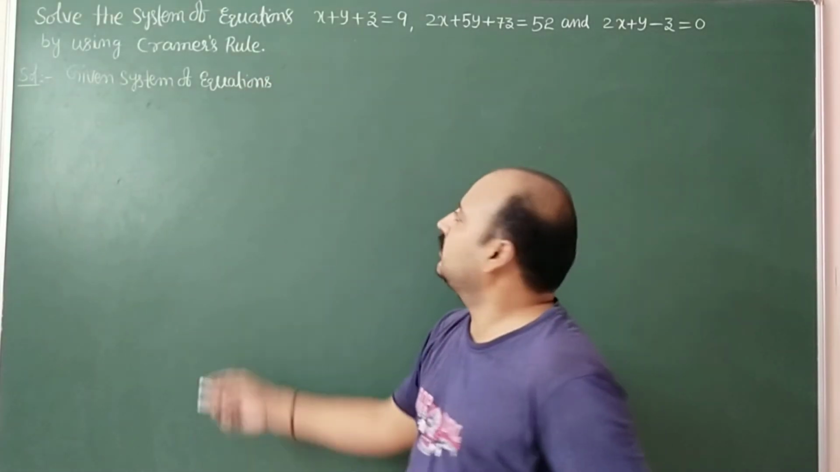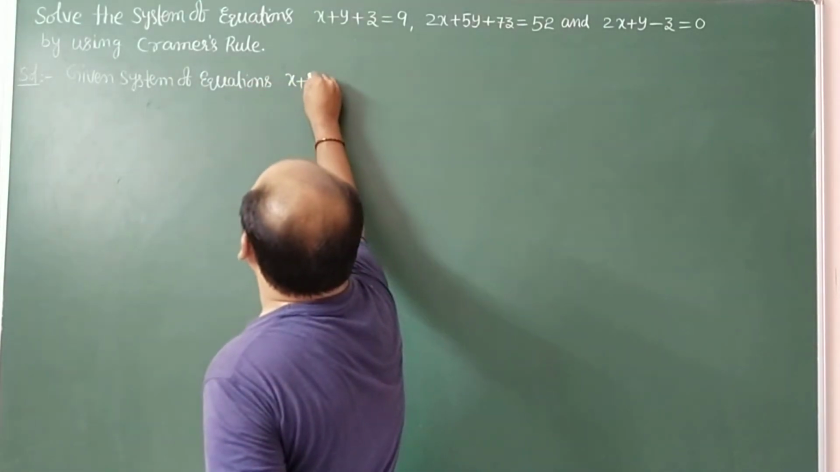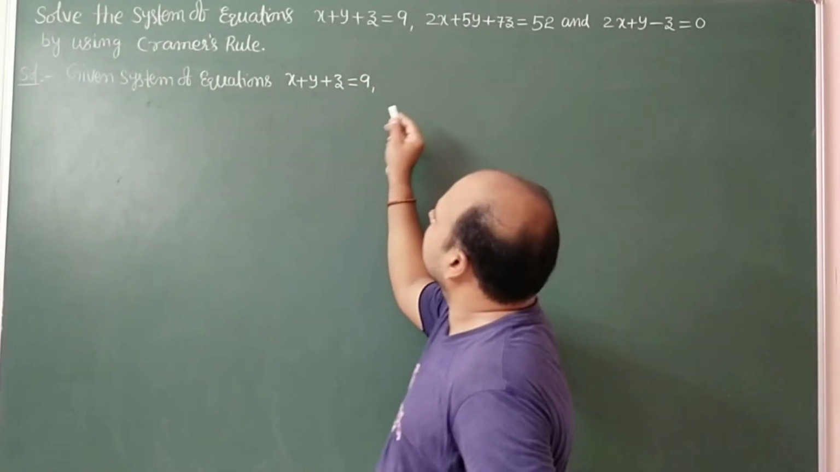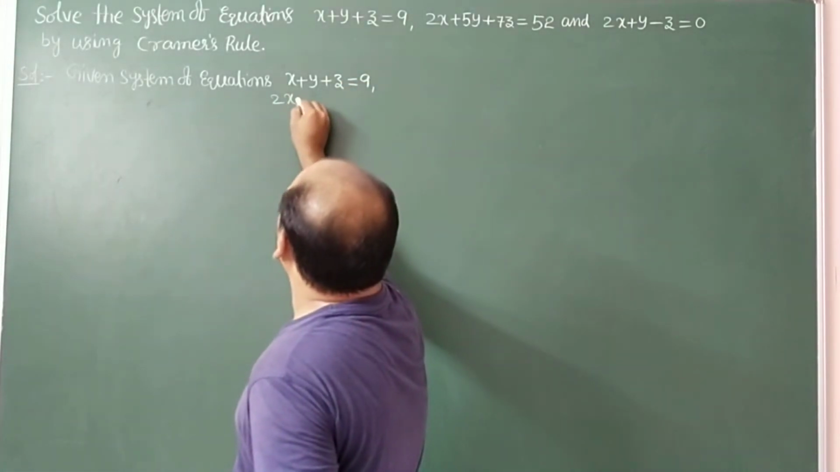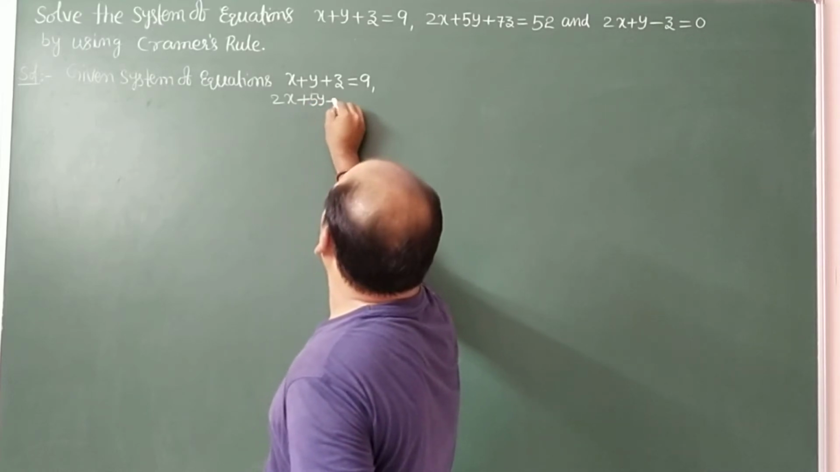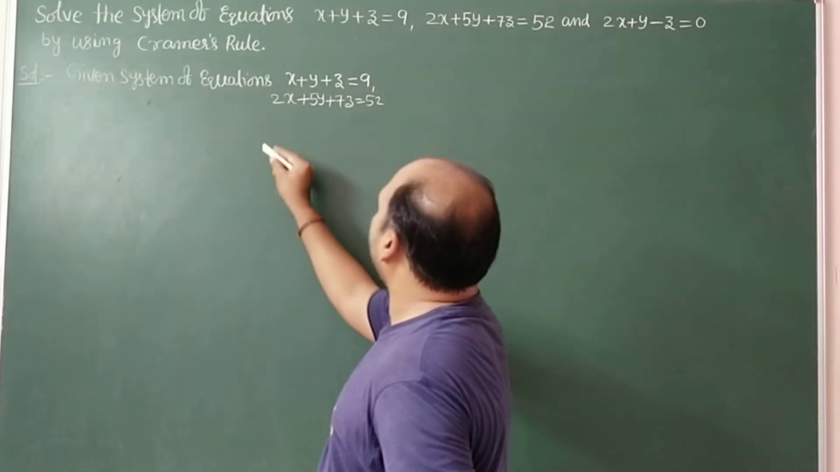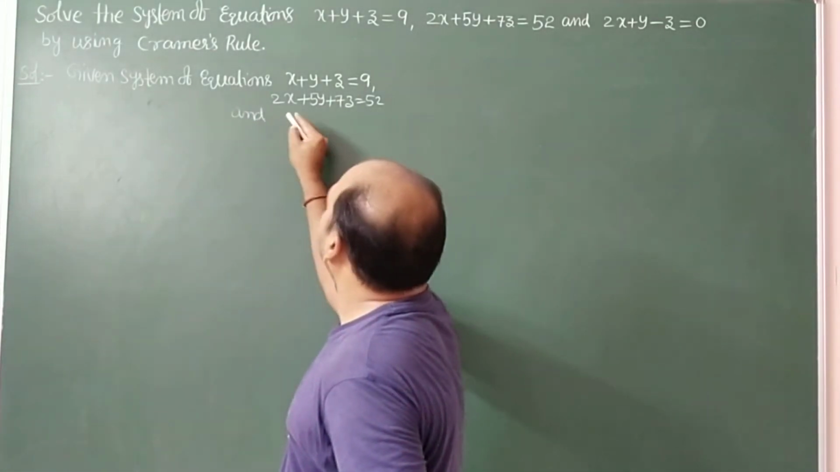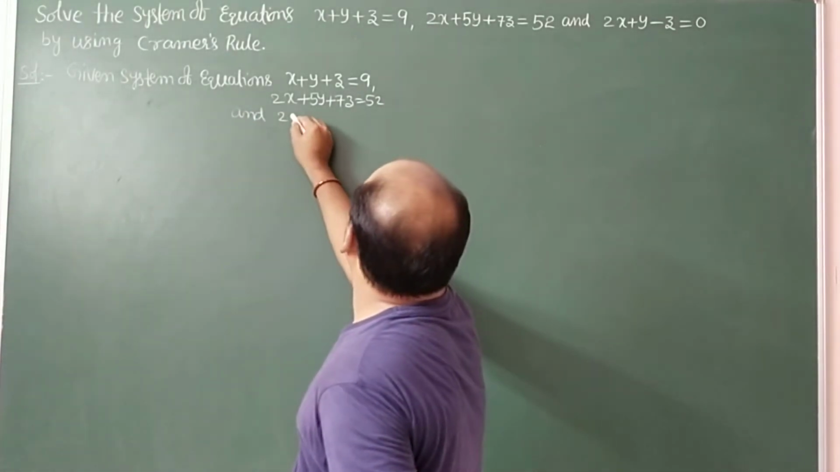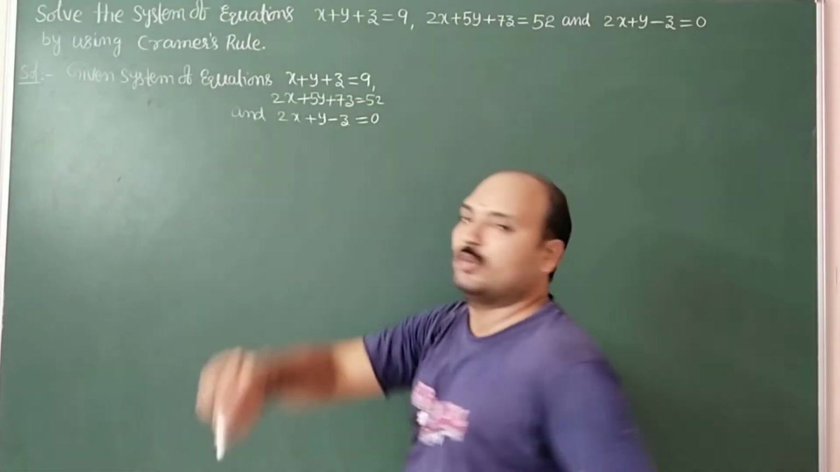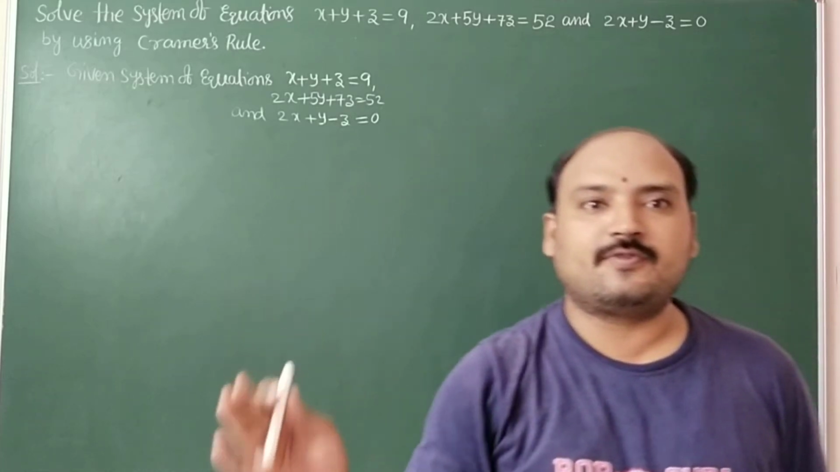Write in the proper way. x plus y plus z equal to 9, 2x plus 5y plus 7z equal to 52, and 2x plus y minus z equal to 0. This is the first step.